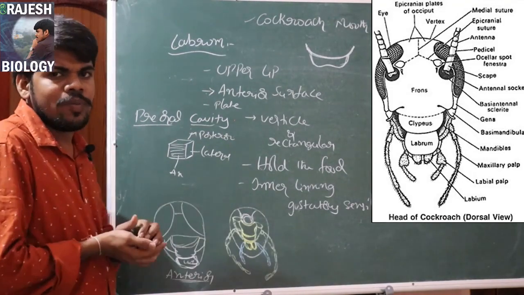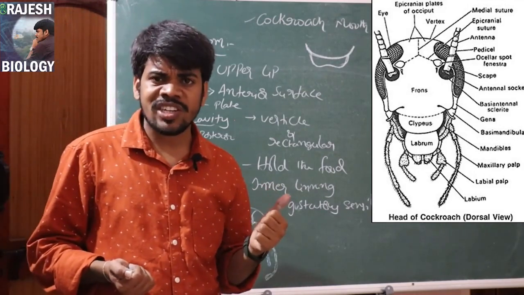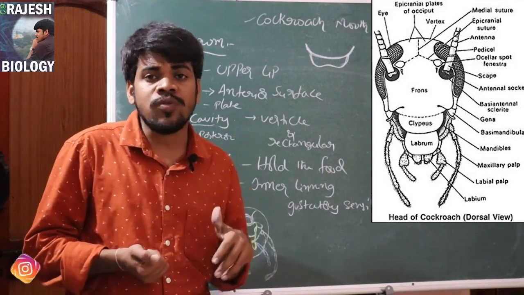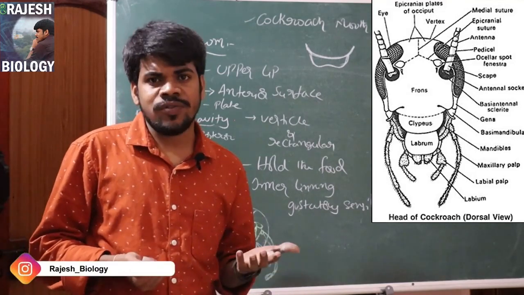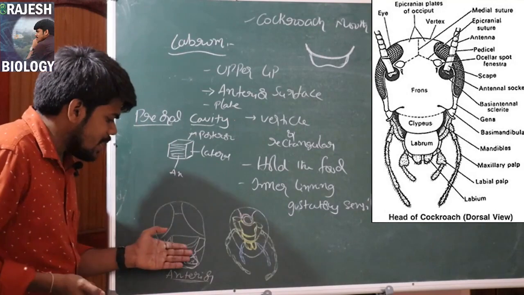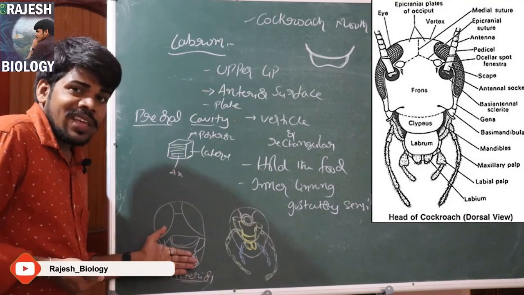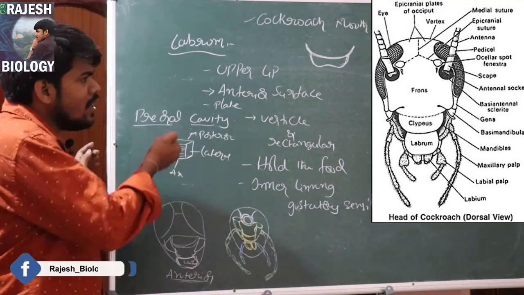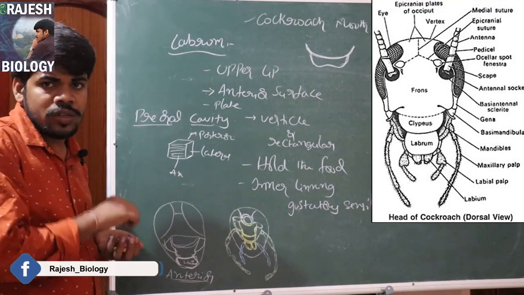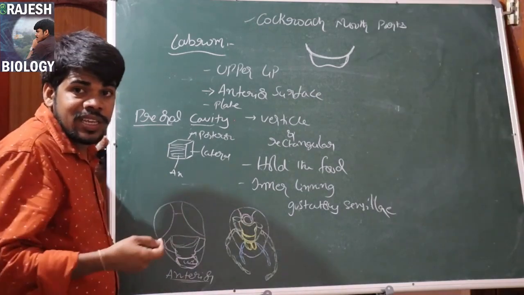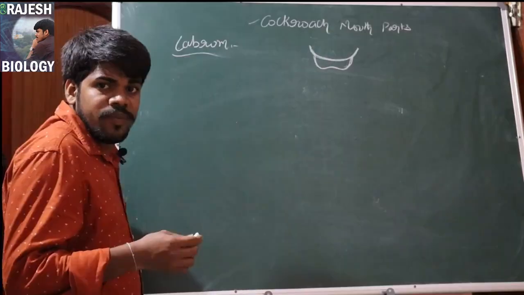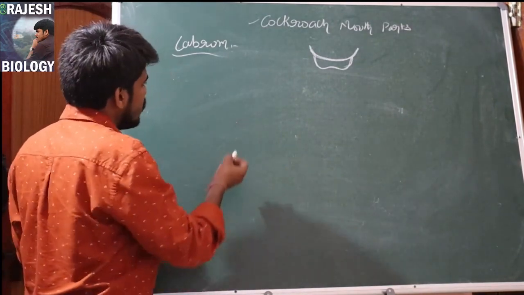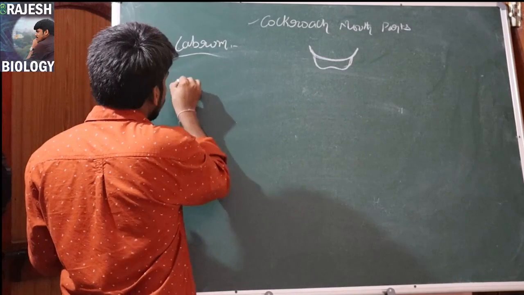So that is about the labrum. Labrum is a vertical plate-like structure. It is rectangular and attached with the clypeus, and it holds the food and can taste the food, and it covers the anterior wall of the preoral cavity. This is about the labrum, the first mouth part of the cockroach. The next is first pair maxillae. First we will explain about mandibles, then later we will go for the first pair maxillae. So mandibles next.